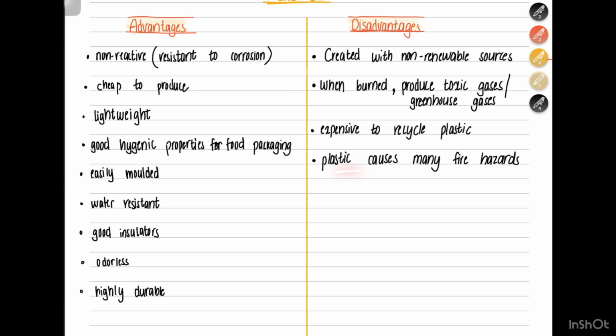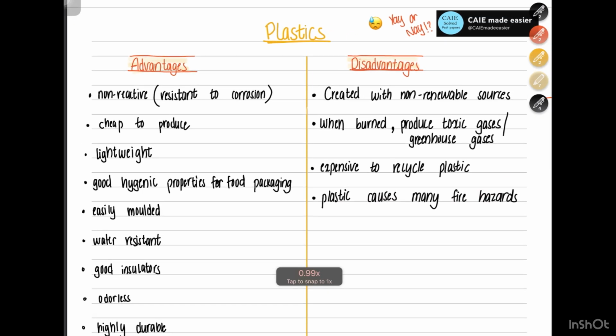Finally, plastic causes many fire hazards. For example, if plastic is used to make a medical surgical tool, or if it's kept in a very heated room near the kitchen stove, it can cause a fire hazard because it can burn. So in high temperatures, we cannot really use plastic. So these are some advantages and disadvantages of plastics.